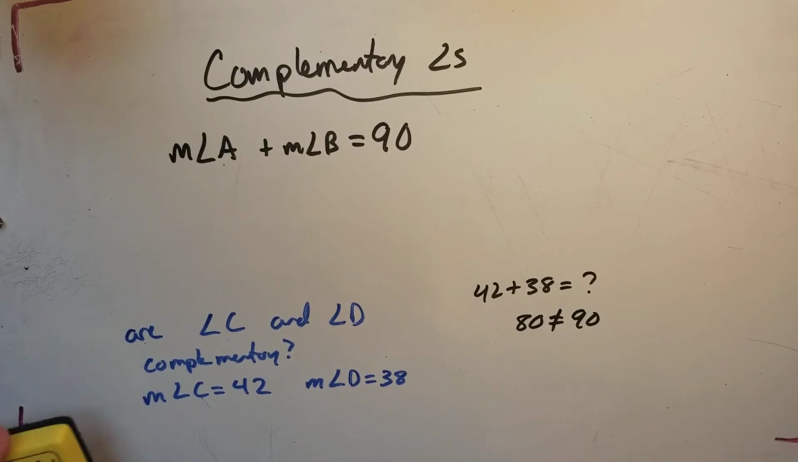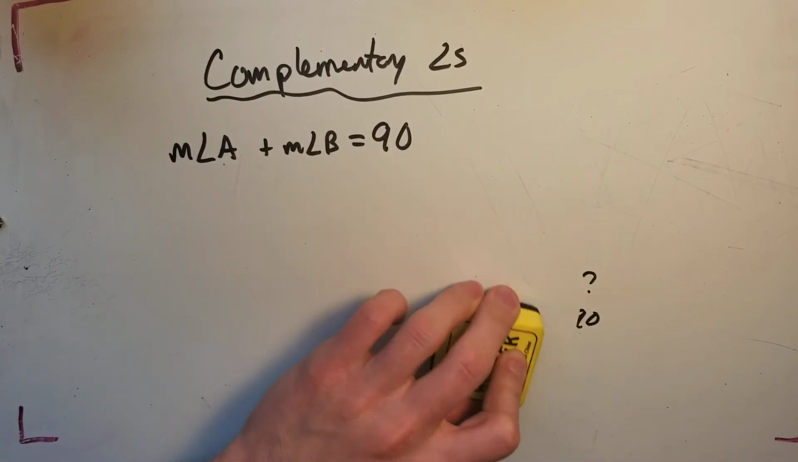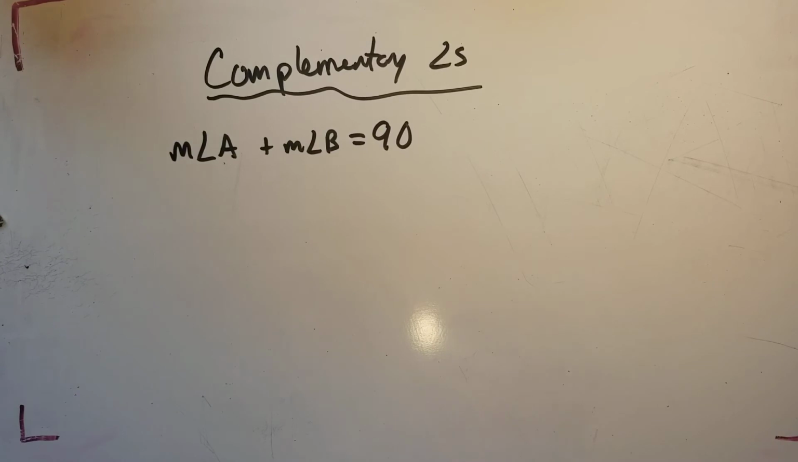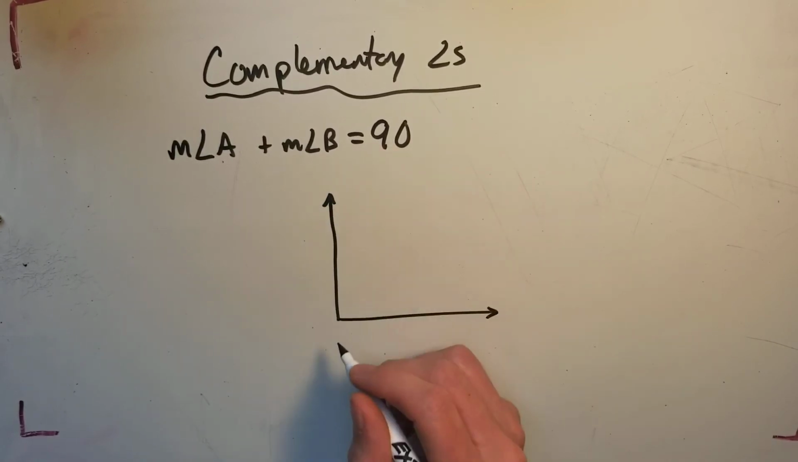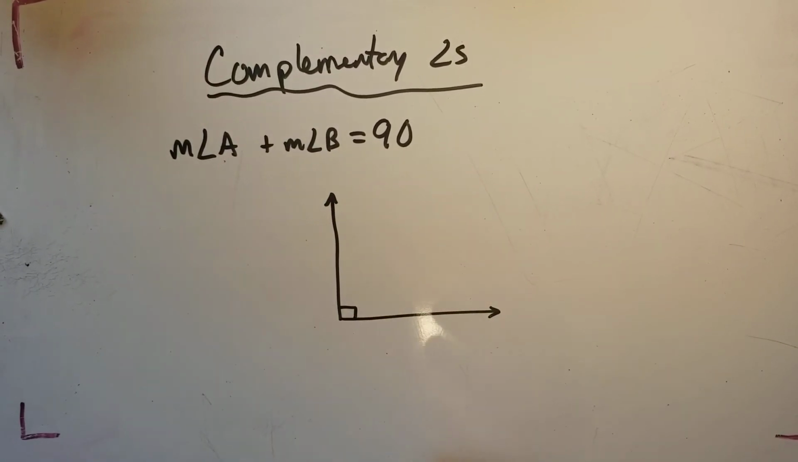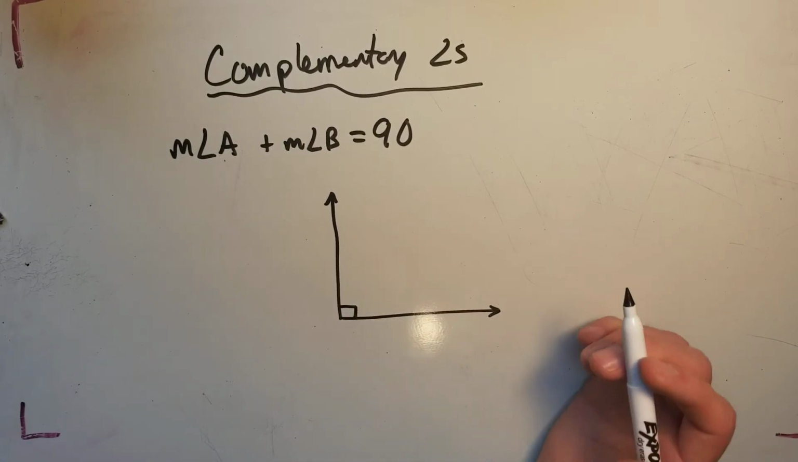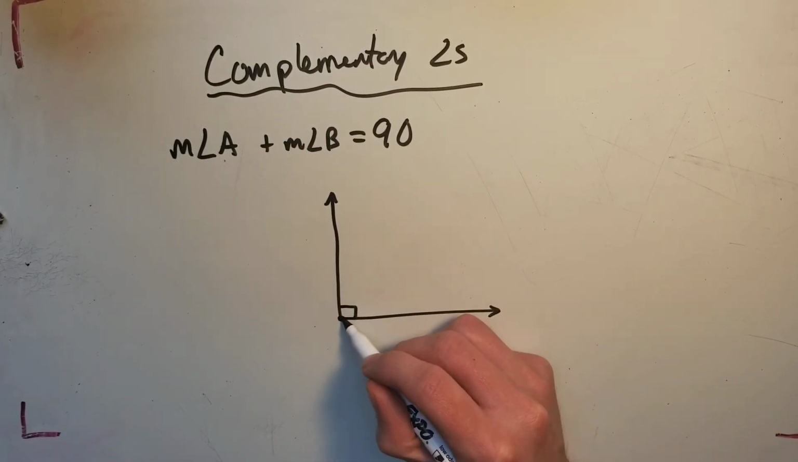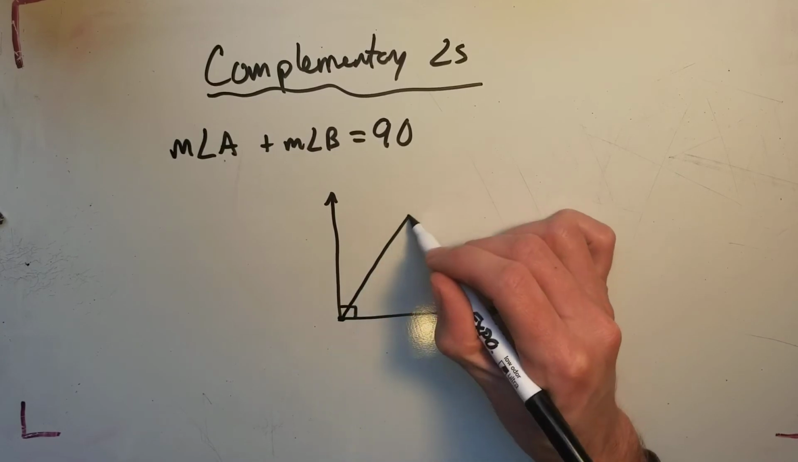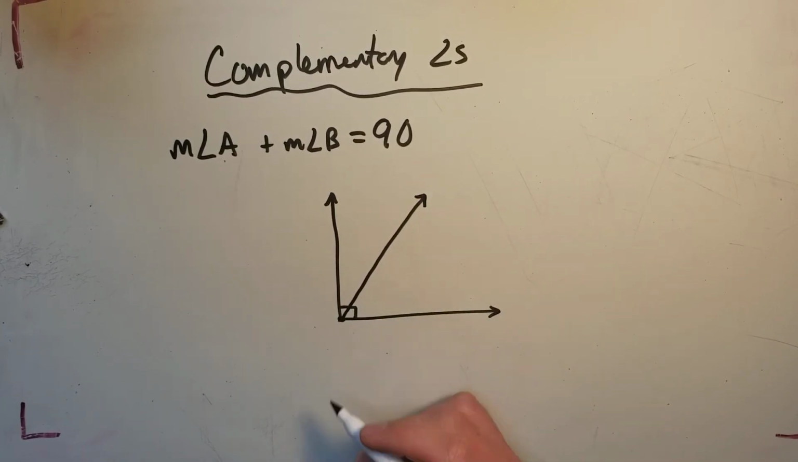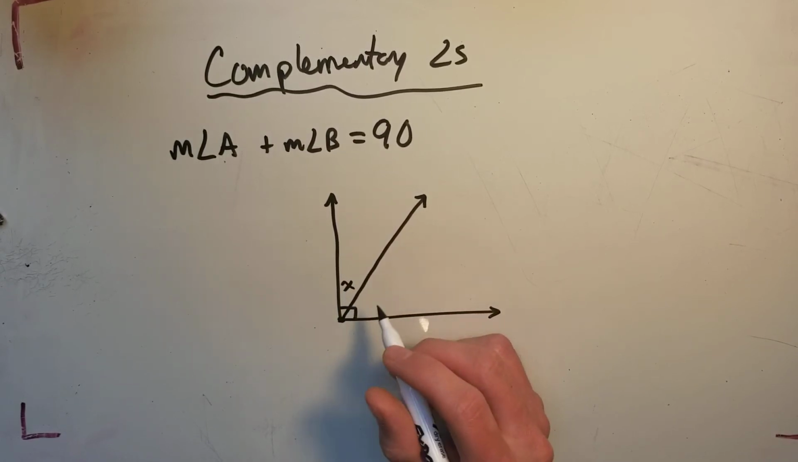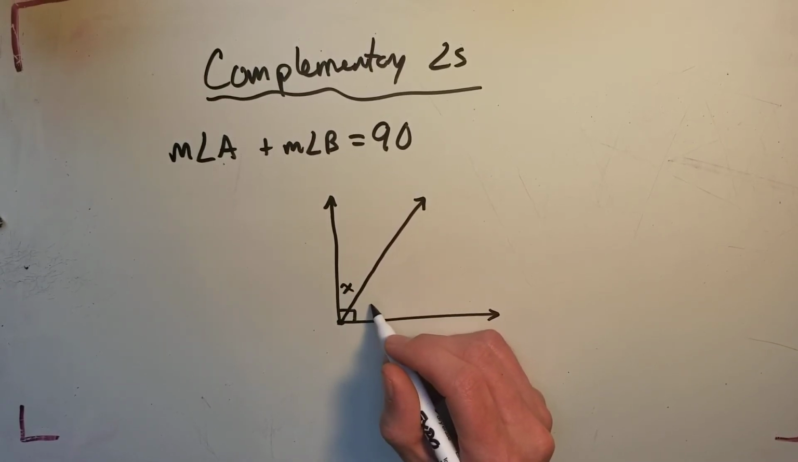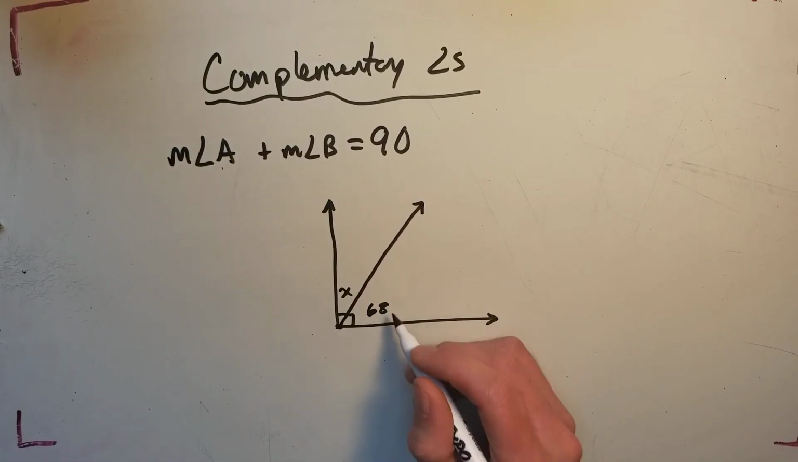So there's a couple ways you can see complementary angles or check for them. The last way, which comes up a lot, is a very special case: let's say we have a right angle. If you have a right angle, you know the angle is 90 degrees. And let's say this right angle is broken into two smaller parts. We'll call this part X, and we'll say this part has a measure of 68 degrees.